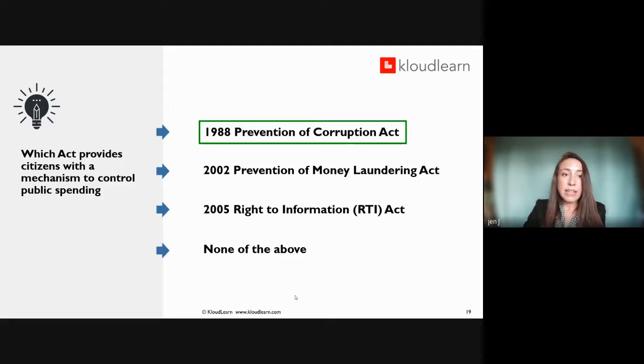Which act provides citizens with a mechanism to control public spending? The 1988 Prevention of Corruption Act, the 2002 Prevention of Money Laundering Act, the 2005 Right to Information Act, or none of the above? It was the third of these, the 2005 Right to Information Act, that provided a mechanism to control public spending.